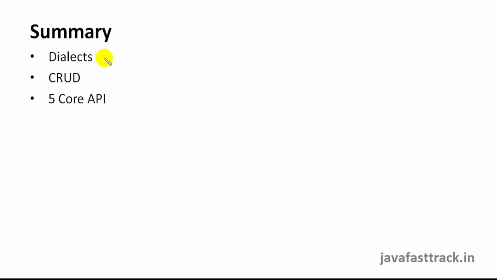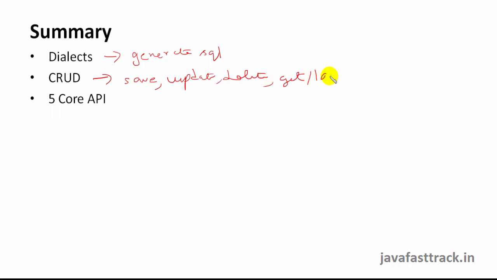In this tutorial, I explained the concept of dialects. Dialects are responsible to generate SQL. They are the Hibernate classes which will generate SQL. I have shown the CRUD APIs. A Hibernate developer should start with the basic Hibernate APIs like save, update, delete, get and load. I have shown 3 of the 5 core APIs.